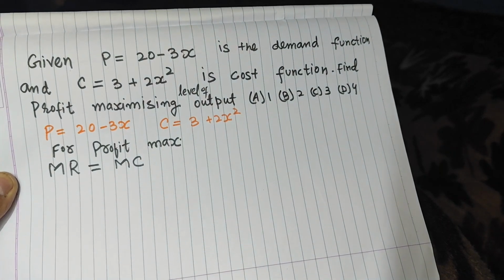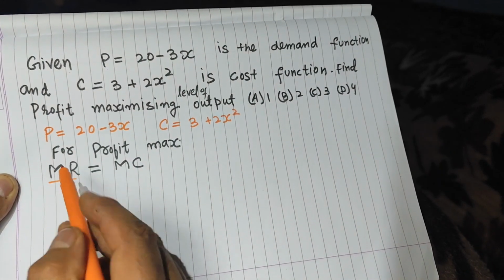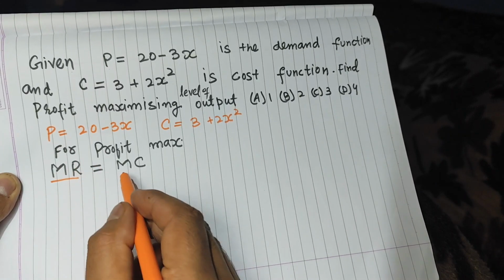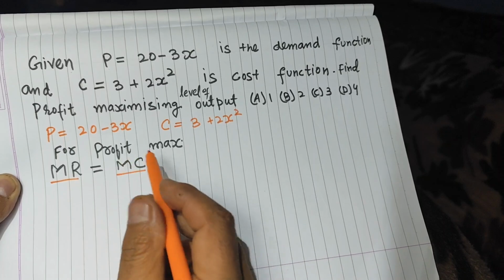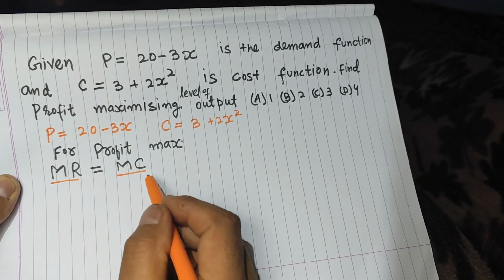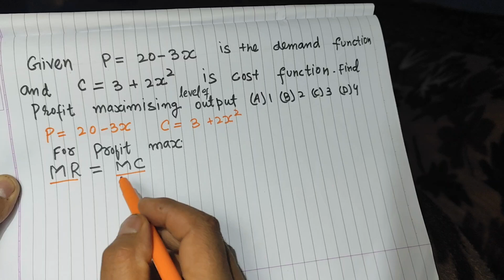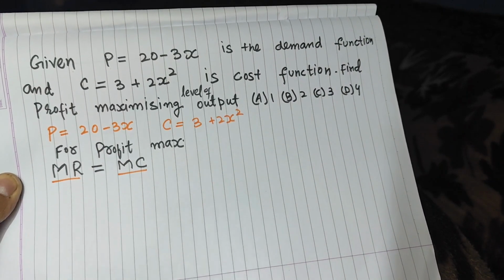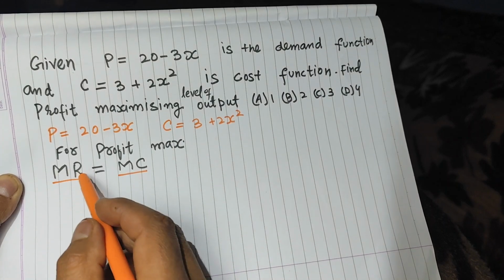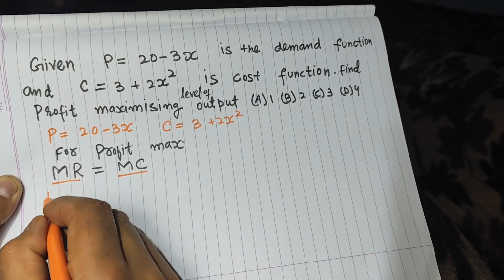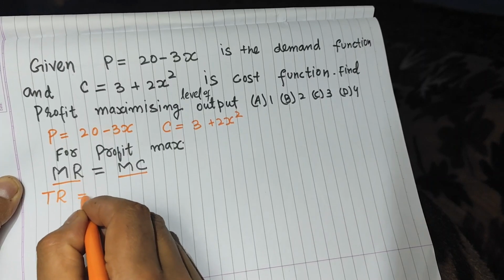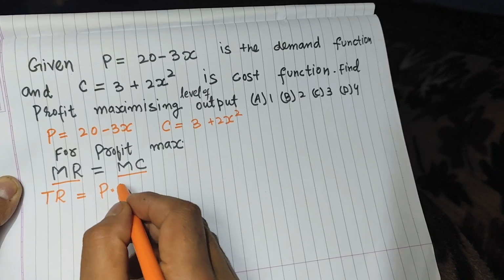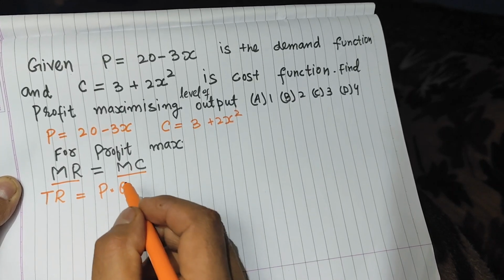Okay, you know what is meant by marginal revenue. Marginal revenue is the change in the total revenue due to the change in the output, and similarly marginal cost is the change in the total cost due to the change in the level of output when one more unit of output is produced. So to find out the marginal revenue, first we need to find out the total revenue. Total revenue, as we know, is equal to the price of the product times the units of output produced. That is price into output.